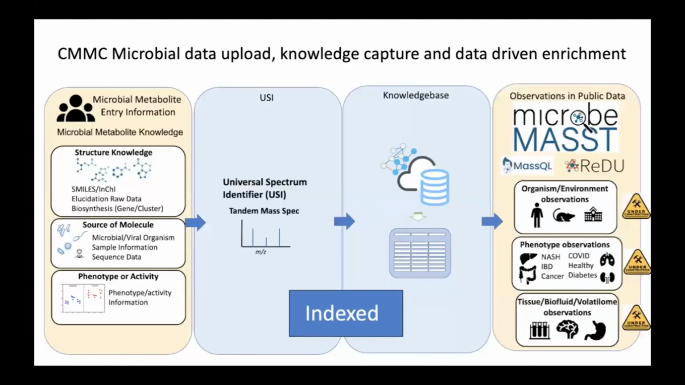Then the goal is to enrich the information of what is stored, so that we can get observations of what organisms it has been observed in, maybe health associations, intervention associations, so phenotypic associations, and what kinds of tissues and biofluids it's been seen in. These are the kinds of things that we try to use to enrich. And really what we leverage is public metabolomics data to enrich this information. And it's all possible because we index all that information within our GNPS ecosystem.